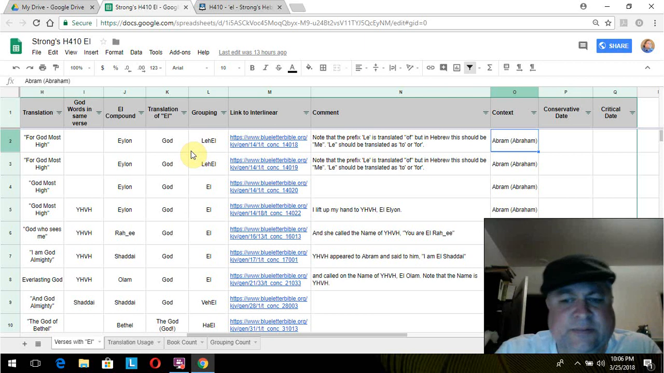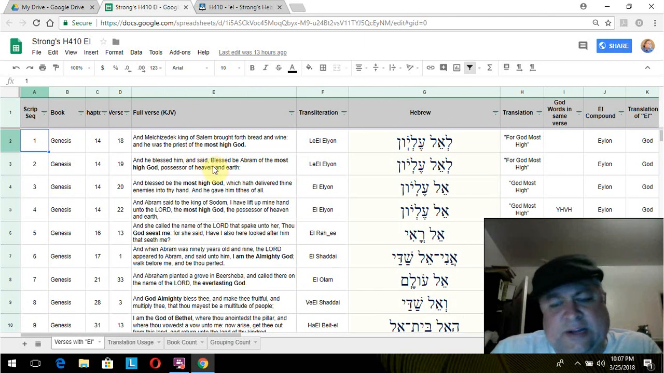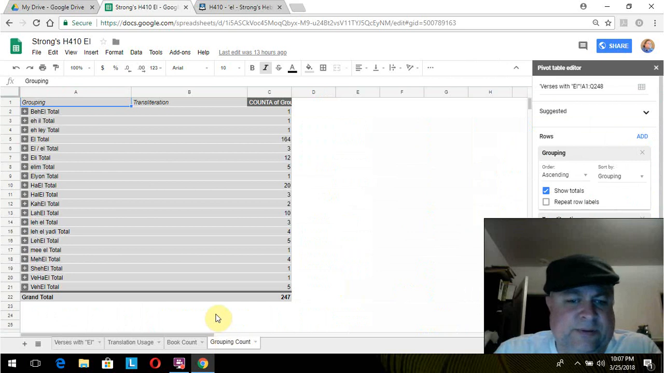So there's that. That's the first verse that we're going over here. And also what I want to get into eventually is I've gone ahead and grouped these, and here's a pivot table of the different groupings I've come up with. This grouping is by no means set in stone. I could possibly break this down a little bit differently, but as of right now, here's my groupings, and you could see like Le'el.